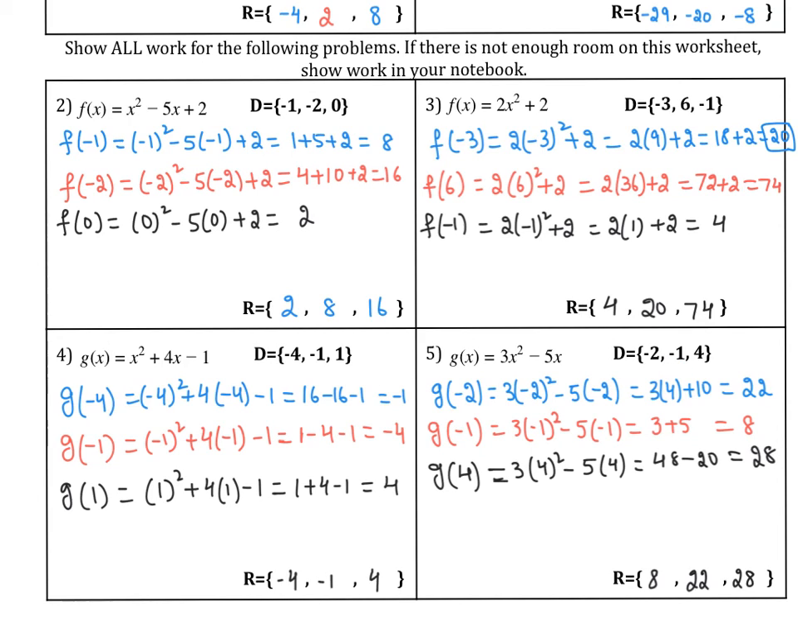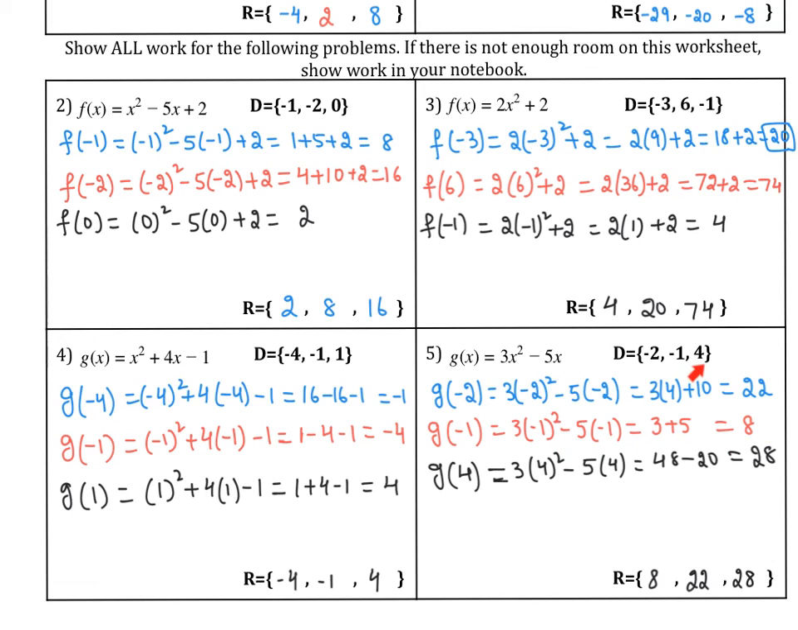Now use negative 1 for the x value. So g of negative 1 is 3 times negative 1 squared minus 5 times negative 1. So this is going to be 3 times 1, because negative 1 squared is just 1, plus 5. So 3 plus 5 is 8.